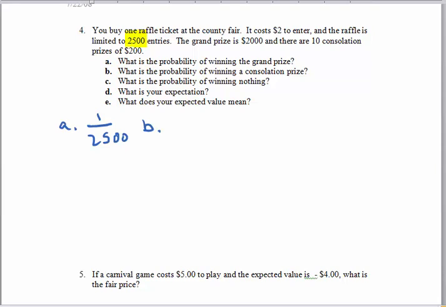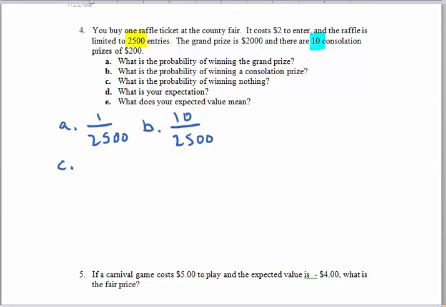And now with the consolation prize, there's actually 10 consolation prizes, not just one. So there's 10 winning entries for the consolation prize out of 2,500 total entries. So there's a greater probability of winning the consolation prize because there's 10 consolation prizes. Okay, so that's B. And then what's the probability of winning nothing?